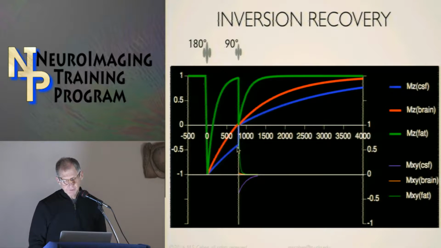Now, you could do this, for example, to null out a particular tissue. You wouldn't necessarily do it with brain very often, but you might do it with water. And it's typically done with water, so that you can remove the CSF signal from scans. The clinicians do this all the time.